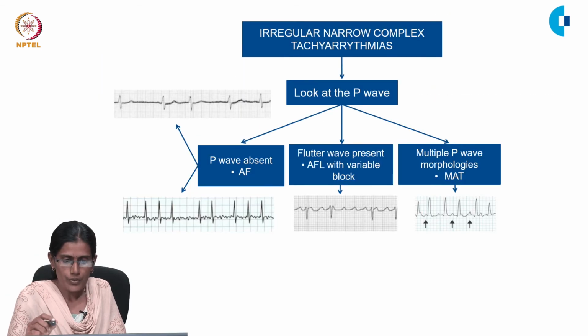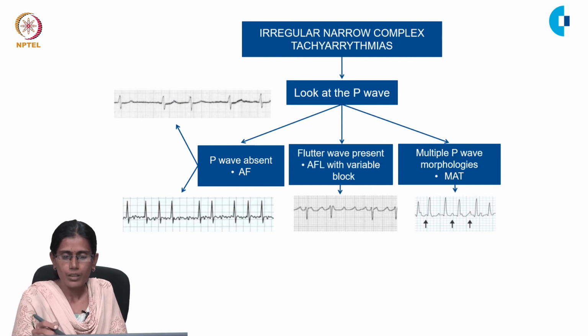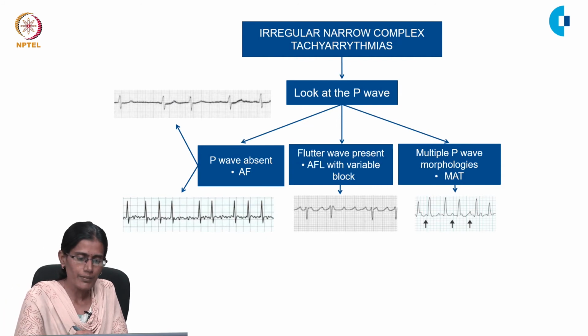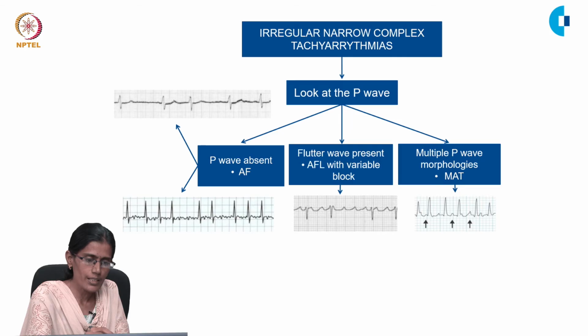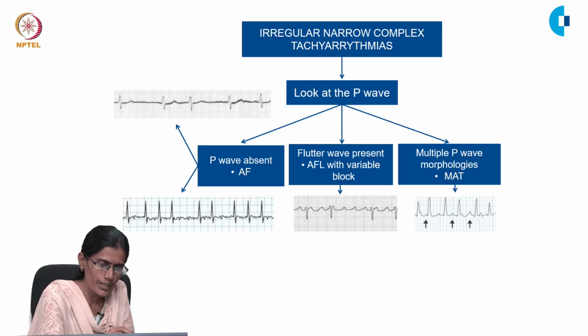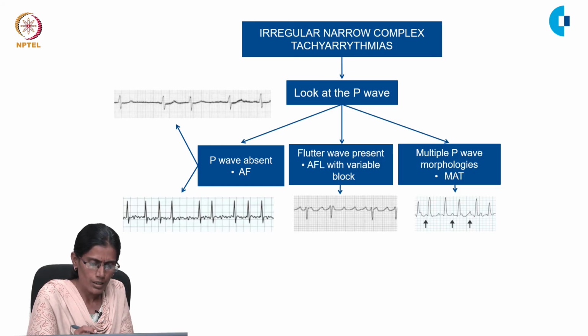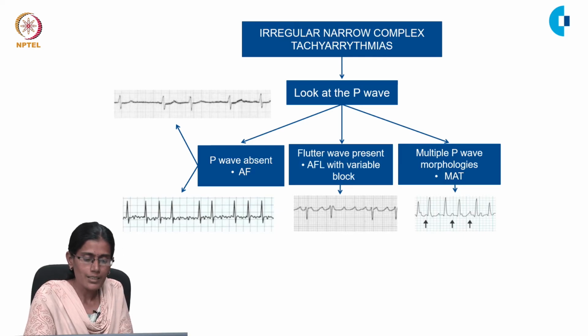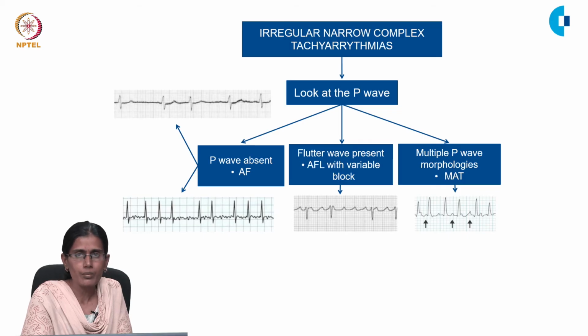So when you see an ECG with irregular narrow complex tachyarrhythmia, look at the P wave. If the P wave is absent, you're going to say this is atrial fibrillation. So you don't see any P wave. This is QRS complexes, T wave. There is no P wave at all. But sometimes you come across an ECG with a coarse baseline. These are fibrillating waves but not the P waves.